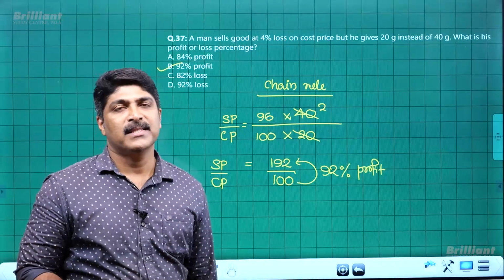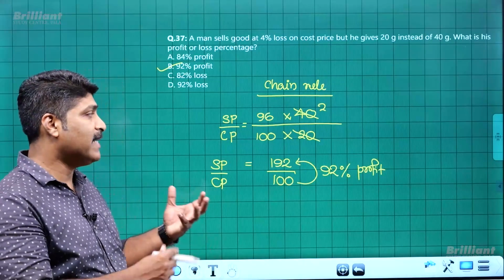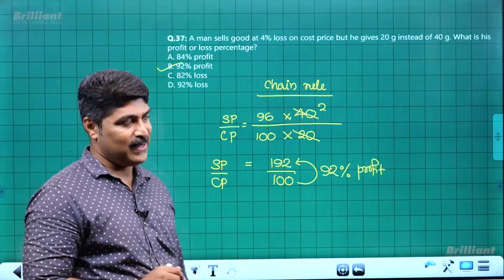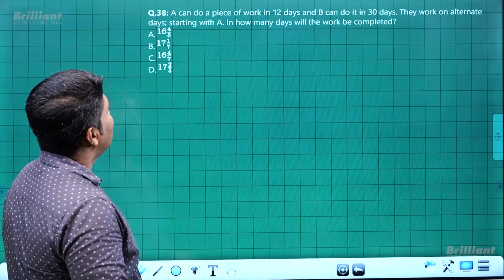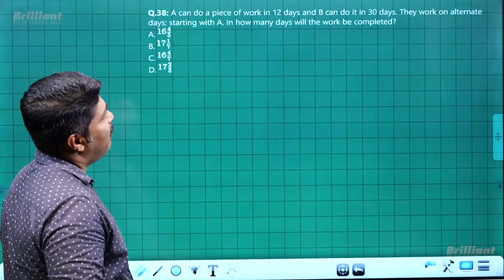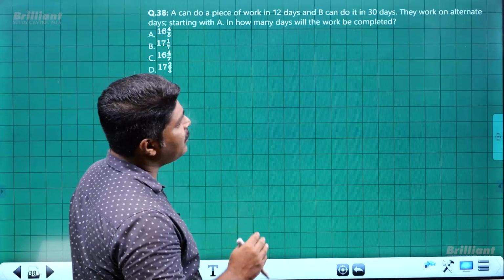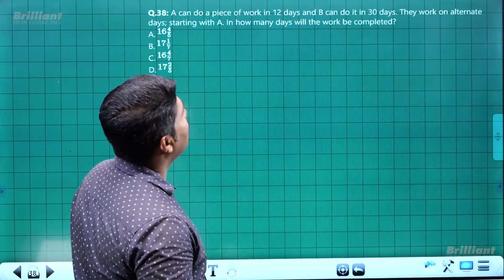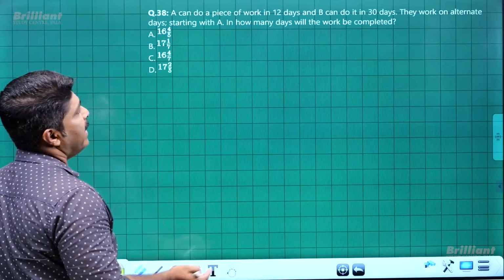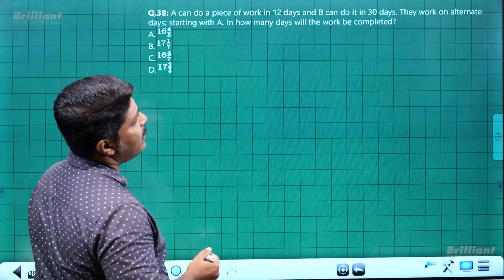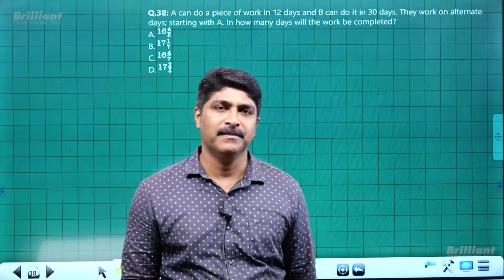So just understand that chain rule effectively for finding the answer of similar type of questions. Clear? So then move to the next question. It's a time and work question. A can do a piece of work in 12 days and B can do it in 30 days. They work on alternate days starting with A. In how many days will the work be completed?